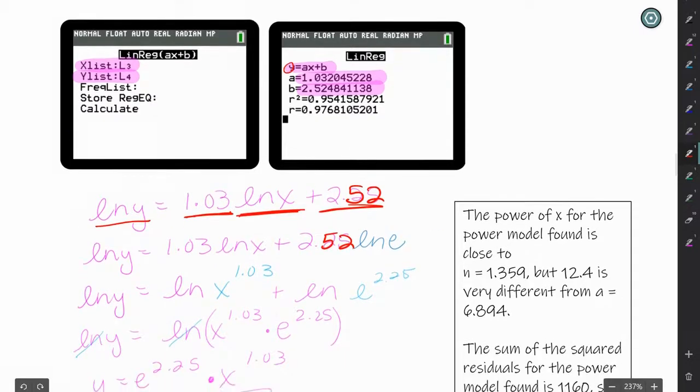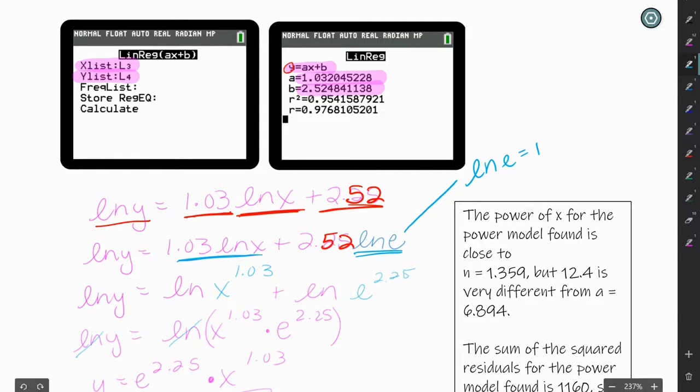Okay, so now as I continue on, I'll have the ln of y equals 1.03 ln of x plus 2.52 ln of e. So this is the step that we need to remember: in order to condense logarithms, both pieces here that are being added together have to have a log. So ln of e is equal to 1. Therefore, we can substitute that in, and it's not going to change the value, but now both pieces have a natural log, so we can condense.